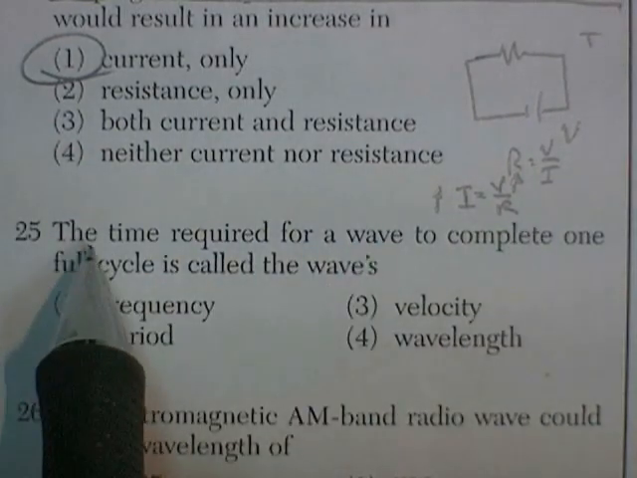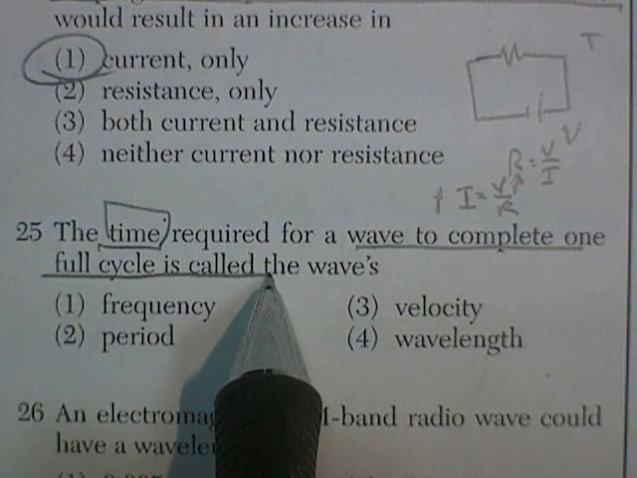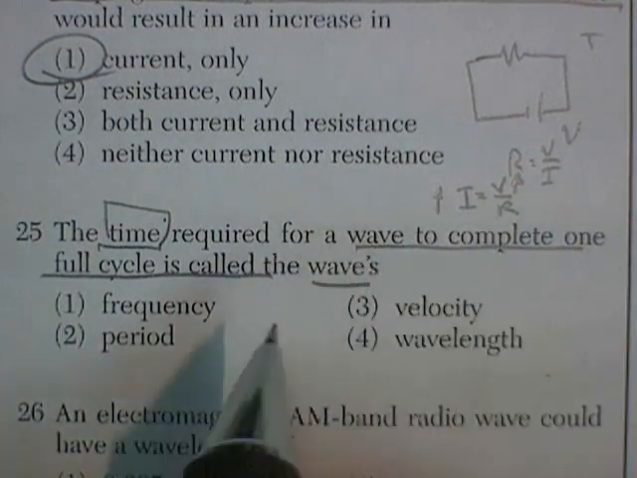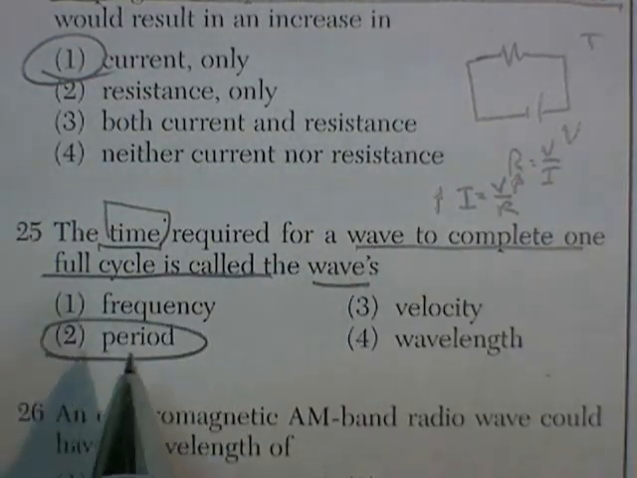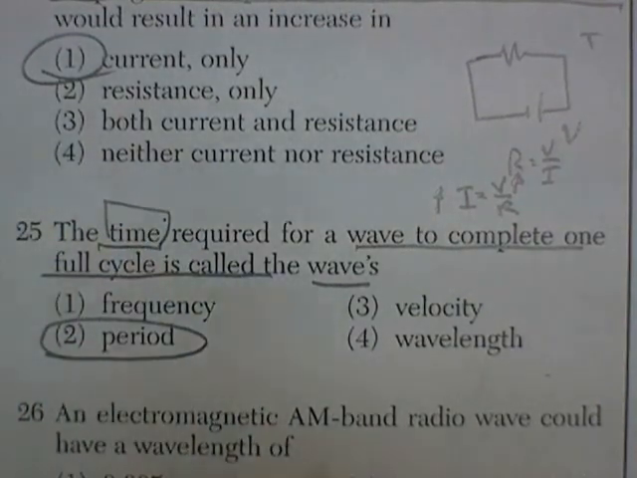25. Vocabulary. The time required for a wave to complete one full cycle is called the wave's period. Period is measured in units of time. Your class period or something like that. It's always a time unit.